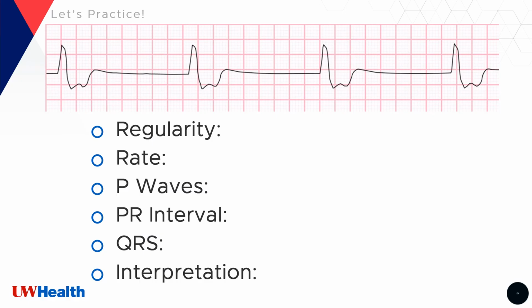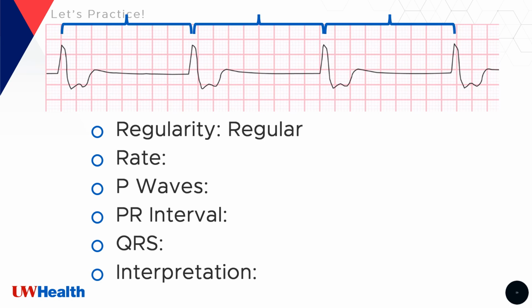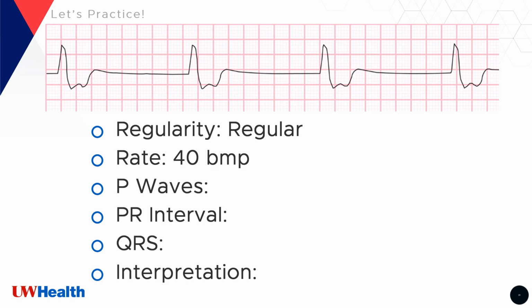So let's practice. Here's another rhythm strip here. Is that regular? Yes, that's definitely regular. If we go R to R with our calipers, we'll see that that's a very regular rhythm. That rate, if we assume that this is a 6-second strip, we have 4 complexes, 4 times 10, a rate of 40. We do not have any P waves, which means I have no PR interval.